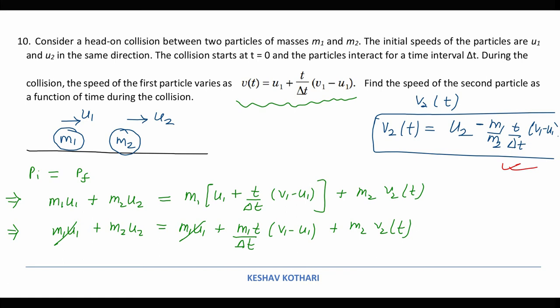All we need to do is apply momentum conservation, and we are least bothered about the nature of this particular equation. On applying momentum conservation, we can directly obtain the velocity of the second particle as a function of time. Let us move to the next problem.